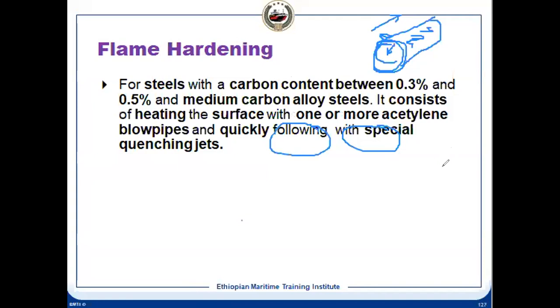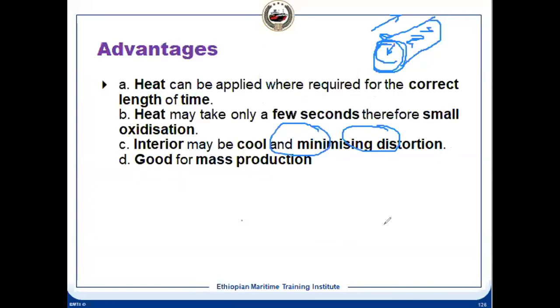This is medium carbon steel. Yes, Melissa, tell me. Chief, in the previous slide I have one question. On the previous slide, point B says the heat may take only a few seconds, therefore small oxidation. So this means this method will minimize oxidation. Yeah, because we want only oxidation on the surface.